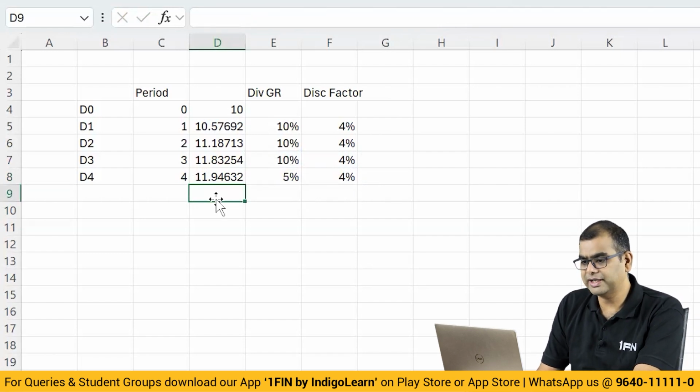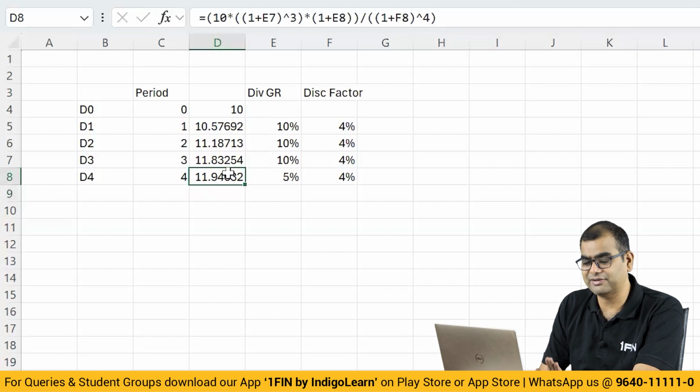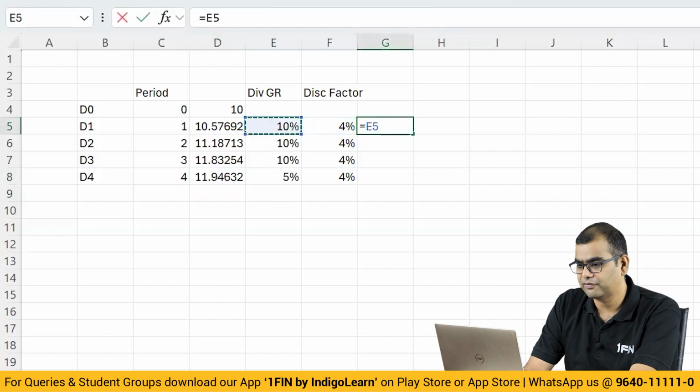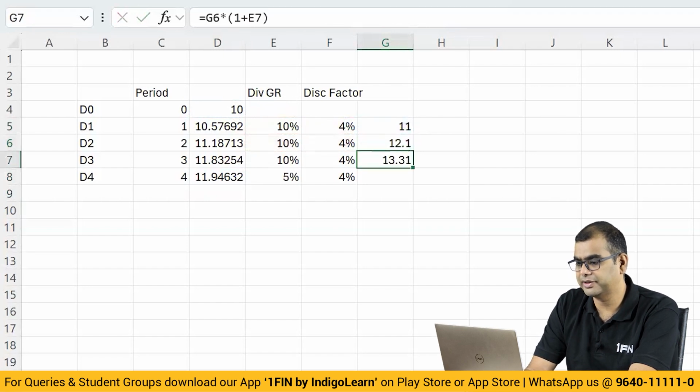So, fourth year present value, again I am looking at present value of fourth year dividend. I am not directly looking at fourth year dividend. So, fourth year dividend actually will be, first year dividend is 10 into 1 plus 10%. Second year dividend will be 11 into 1 plus 10%. Third year dividend will be 12.1 into 1.1. Fourth year will be 13.3931 into 1.05.